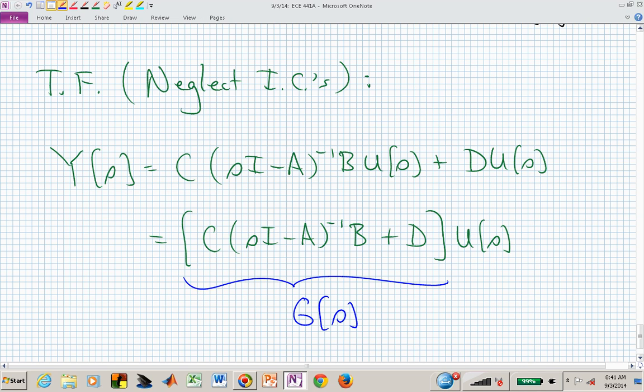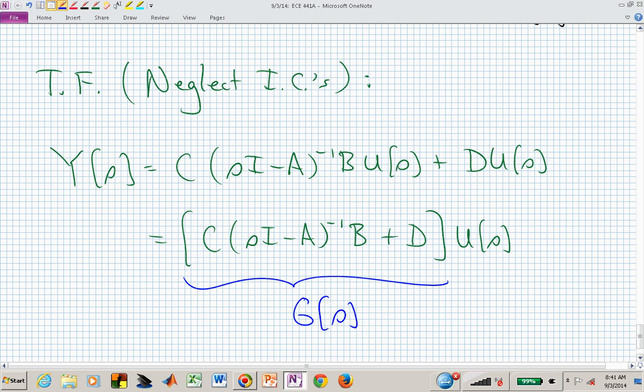where A is potentially 12 by 12. That's a square matrix. That's n by n. B is n by m, and C is p by n in dimensions.